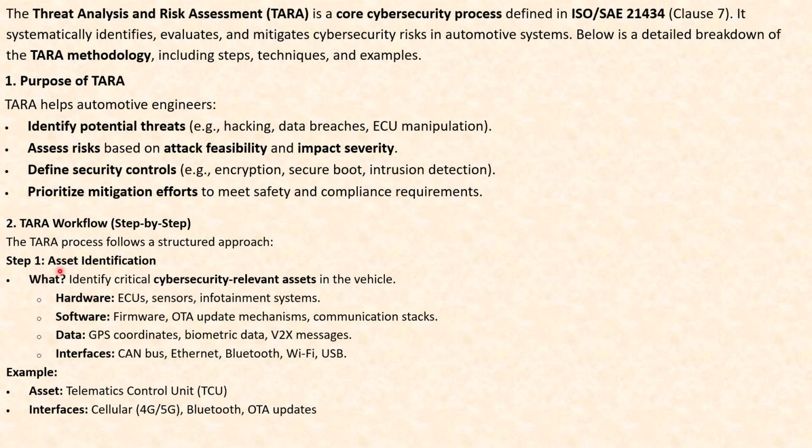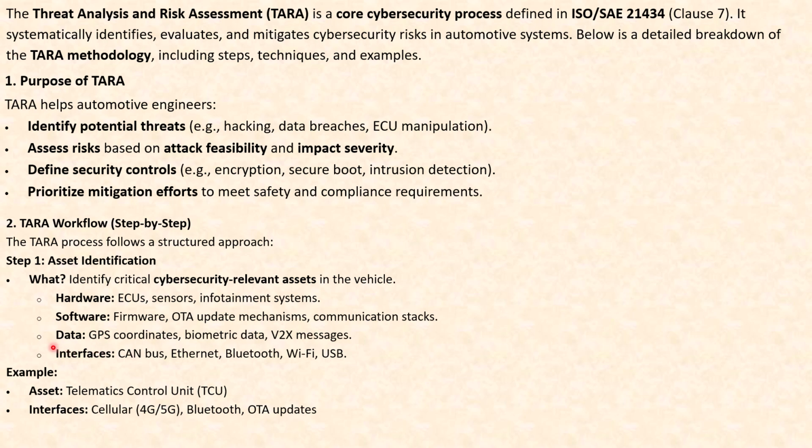The first step is asset identification, identifying the what. Identify critical cyber security relevant assets in the vehicle. For example, hardware: ECUs, sensors, infotainment systems are all various hardware areas where threats are prevalent. Next come software, firmware, OTA update mechanisms, communication stacks. These are all various areas of vulnerability.